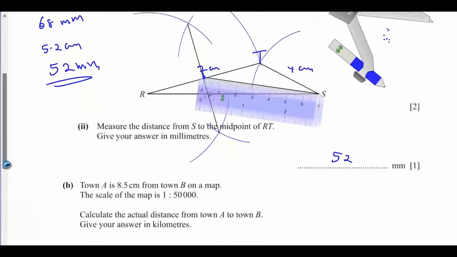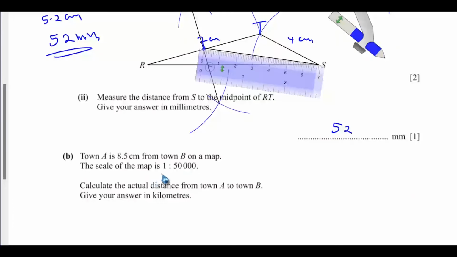So part B, town A is 8.5 centimeters from town B on a map. Okay, so the scale of the map is 1 ratio 50,000. So that means we are going to have centimeters ratio the actual reading. You can say A to denote the actual reading. So you have 1 to 50,000. Okay, so town A is now 8.5 centimeters, okay. So we want to calculate the actual distance from town A to town B.